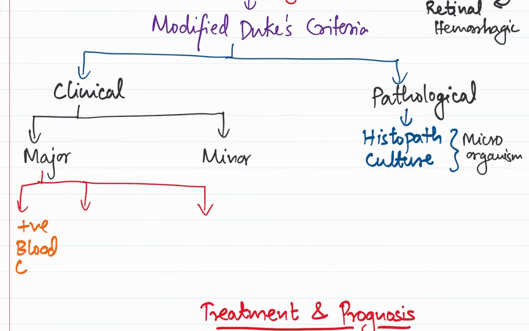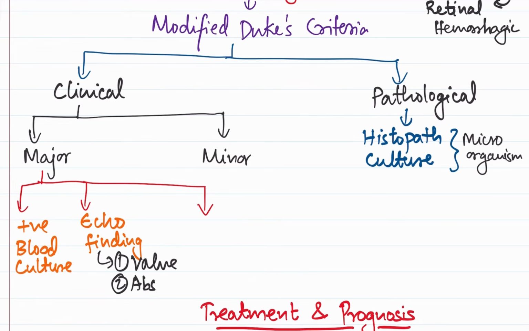The first part is positive blood culture for the organisms we had already mentioned in the beginning. So if you have a positive blood culture for any of these organisms, that is a major criteria. The second one is echocardiographic findings. So echocardiographic finding of either the valvular vegetations or of any abscess in the myocardium is included in major criteria. And the third one is valvular regurgitation. So new valvular regurgitations are included in the major criteria.